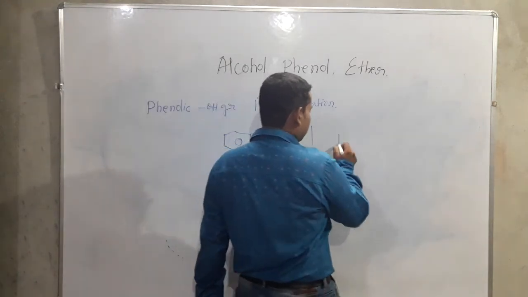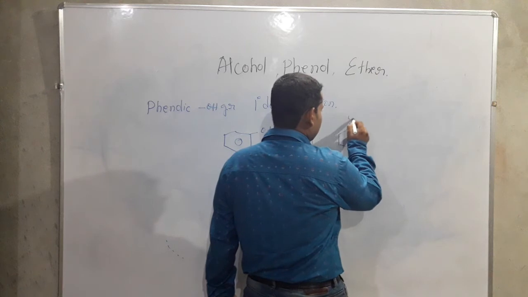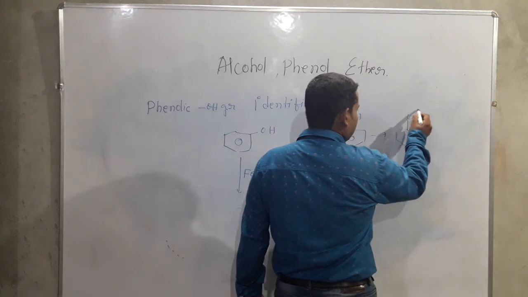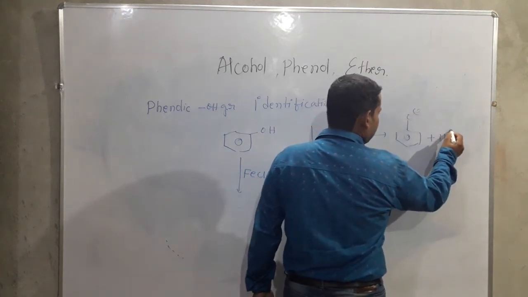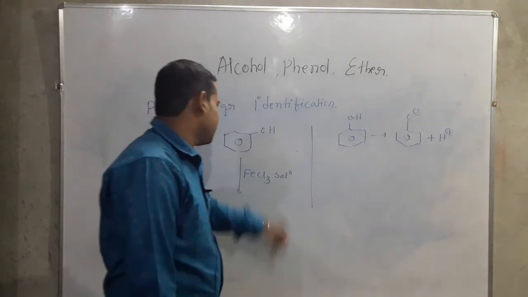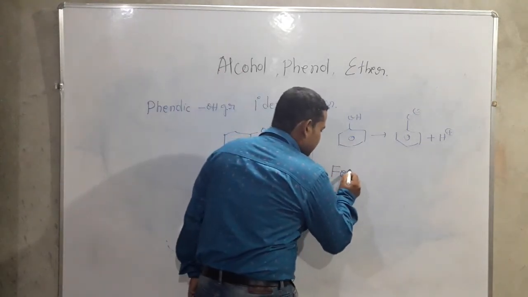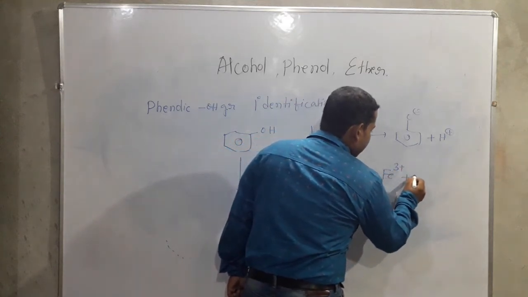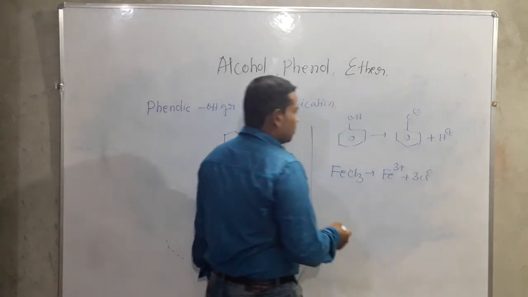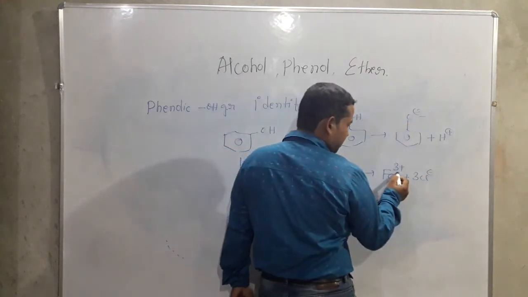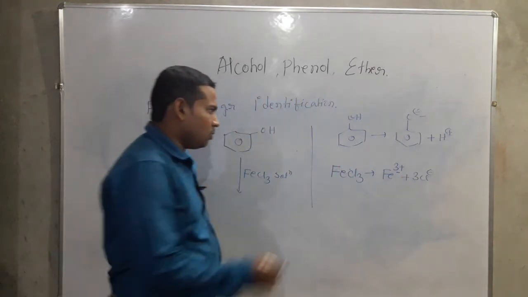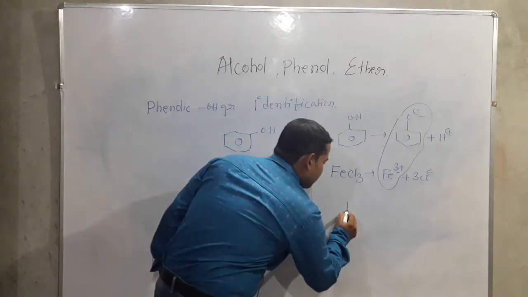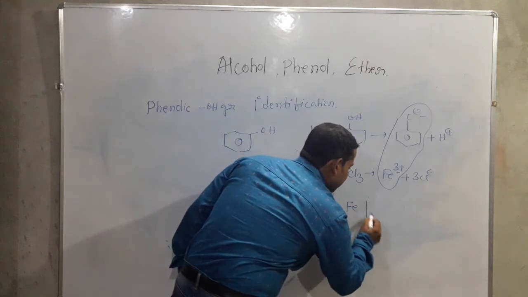Phenolic OH group, this phenol, all of you know, it dissociates and forms phenoxide ion. This phenoxide is highly stable due to resonance, and FeCl3 also dissociates and forms Fe3+ and 3Cl-. So this phenoxide has a 1 minus sign, this iron has a plus 3 sign. So both ions react to each other and neutralize each other. So that's why Fe requires 3 phenoxide ions.